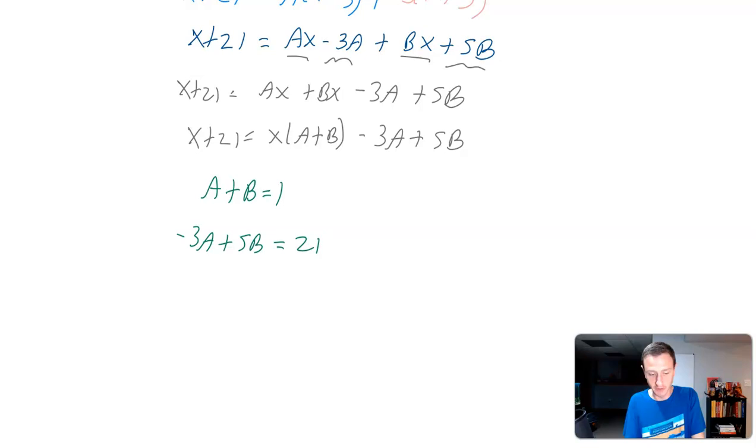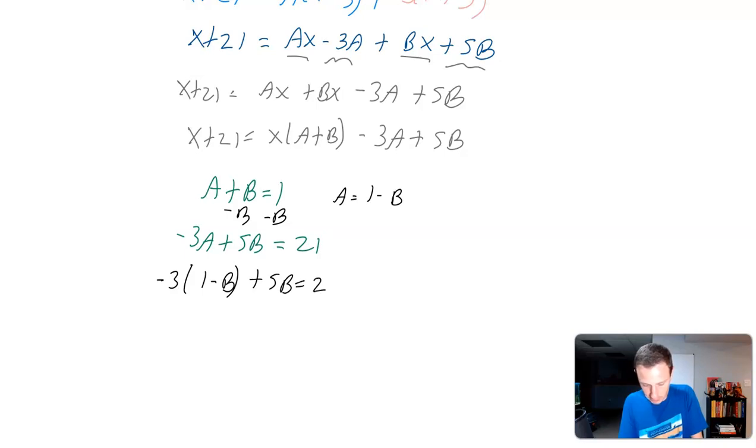Now it's just solving a system. If you can get to that difficult part of creating the system, you should have the ability to solve a system of equations, and that's all we're doing here. So I'm going to subtract b from both sides, so I get a equals 1 minus b. I'm going to substitute that a into my second equation, so negative 3 times (1 minus b) plus 5b equals 21.